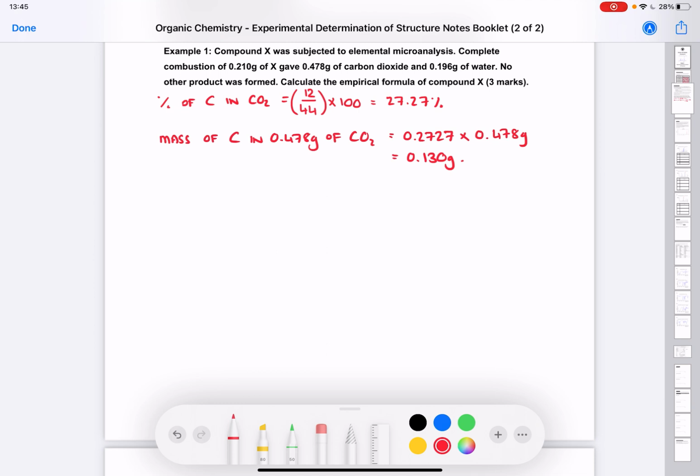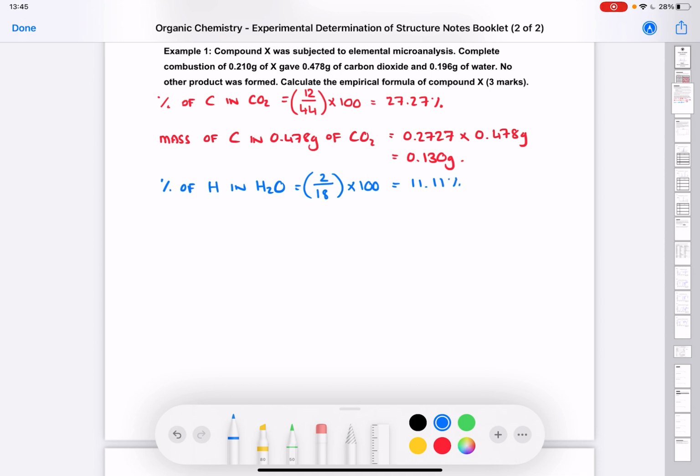We're now going to do the same for the hydrogen. So we're going to start with, and I'll use a different colour just so these don't all blend into one. So the percentage of hydrogen in H2O is going to be equal to the mass of hydrogen in H2O, which is 2, because there's 2 hydrogens, each with a mass of 1, getting that information from the data booklet. And then the GFM of water is 18. And then we'll multiply by 100 to get our percentage. So that's going to give us 11.11111%.